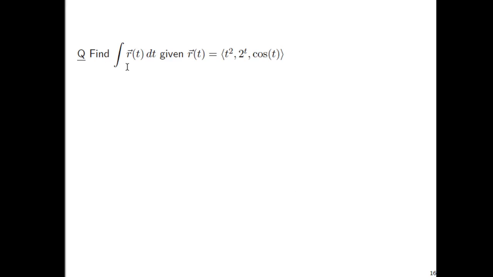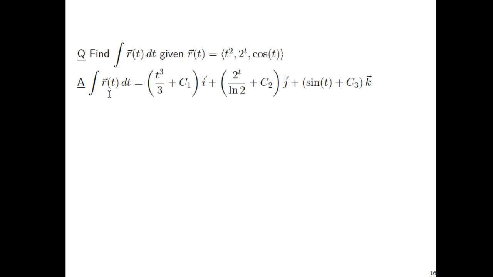Let's take a look at the indefinite integral of the following vector function. Components are t squared, and then 2 to the t, and then cosine of t. So we should basically just take one component at a time and take an antiderivative.